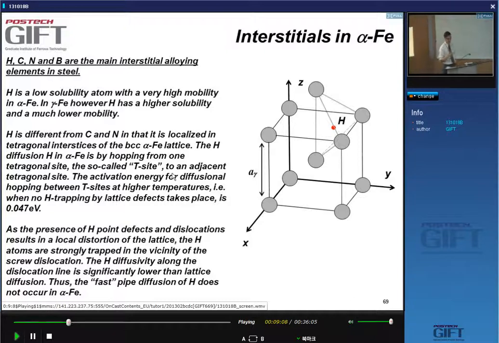So that's for the vacancies, one type of point defects. Other types of point defects are interstitials, obviously. The interstitials we care about are hydrogen, carbon, nitrogen, and boron. Boron is a little bit ambiguous as a point defect, but let's just say a few things about hydrogen. So hydrogen is a very small atom. It's very insoluble in alpha iron, but it's very mobile in alpha iron. Actually creates a lot of problems, and we'll talk hopefully about this when we talk about hydrogen cracking in ferritic steels.